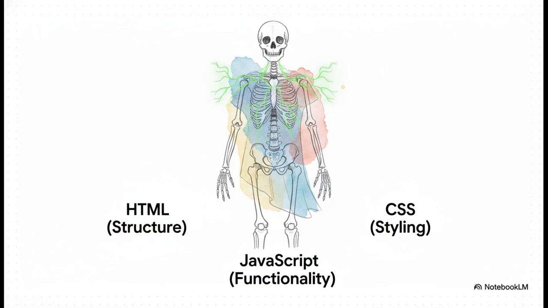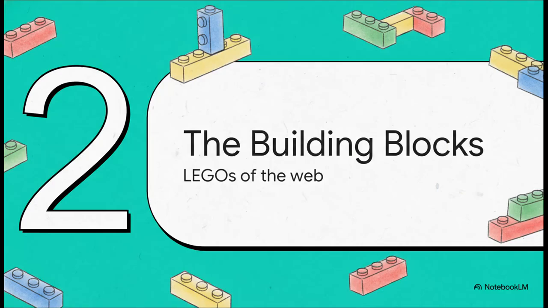This is the perfect way to think about it. If a web page was a person, HTML is the skeleton. It gives it its core structure. Then you have something called CSS, which is like the skin, the hair, the clothes. It makes everything look good. And JavaScript, that's the brain and the muscles, adding all the cool functionality and making things happen when you click. But for now, we're just focused on that all-important first piece, the skeleton. So how do we actually build this skeleton? Well, we need to understand its smallest parts.